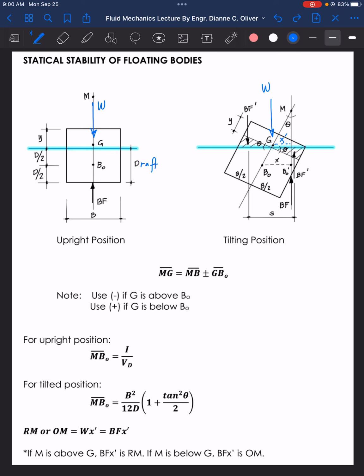Okay. Now the body will not overturn if this couple makes the body rotate towards its original position as shown. So if this W is located here, wherein it tends to rotate the body to its original position, it will not overturn. But it will overturn if this W is located here, wherein it will not turn to its original position.